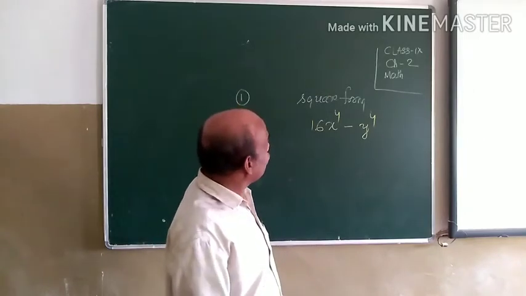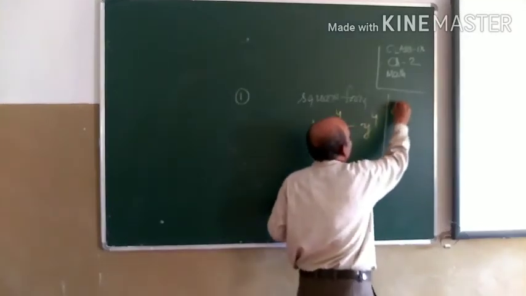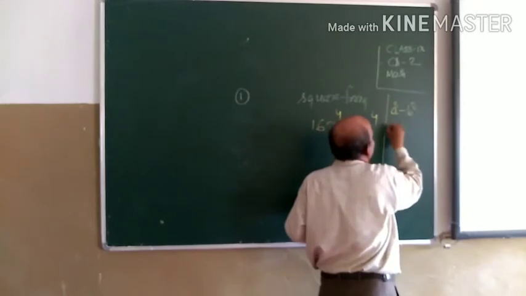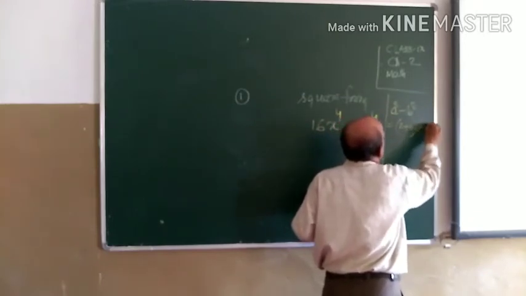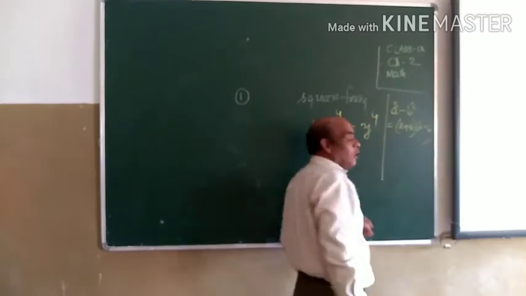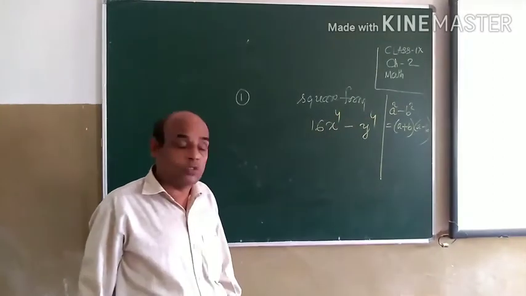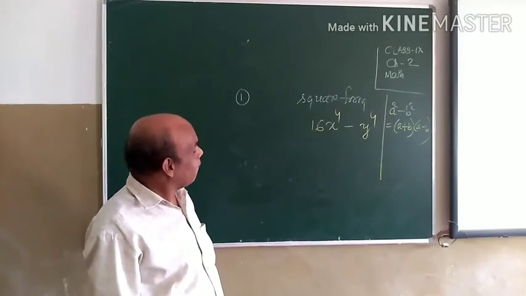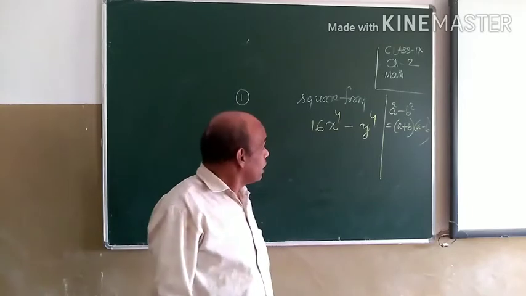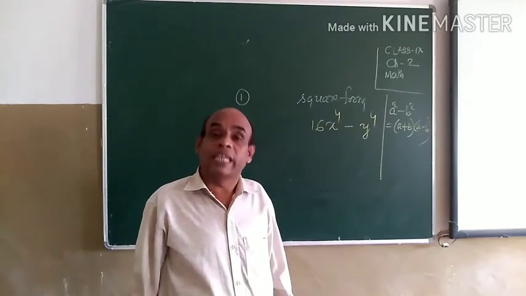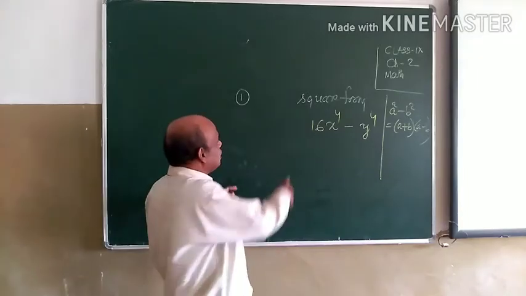So which formula will be applicable? You have to remember the formula: a square minus b square is equal to a plus b into a minus b. We will try to put that formula if it is applicable.